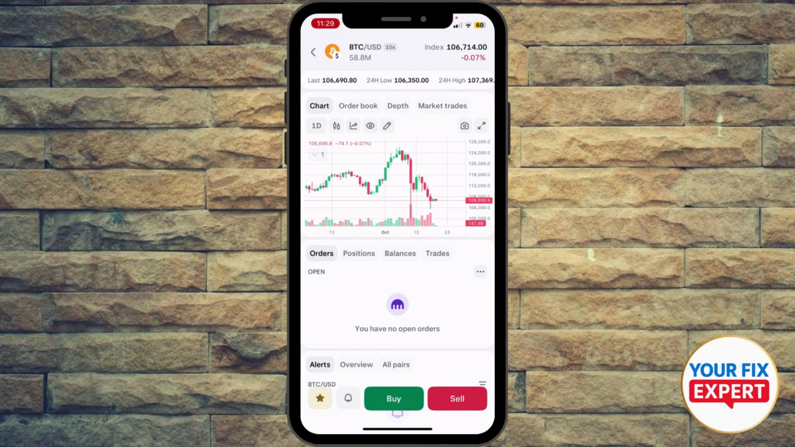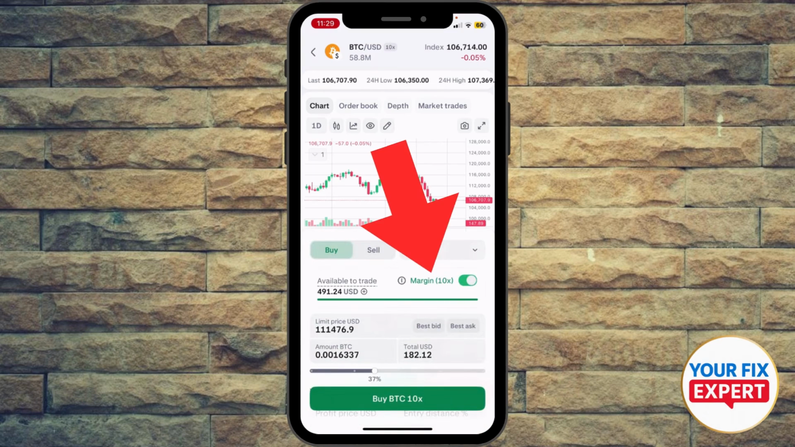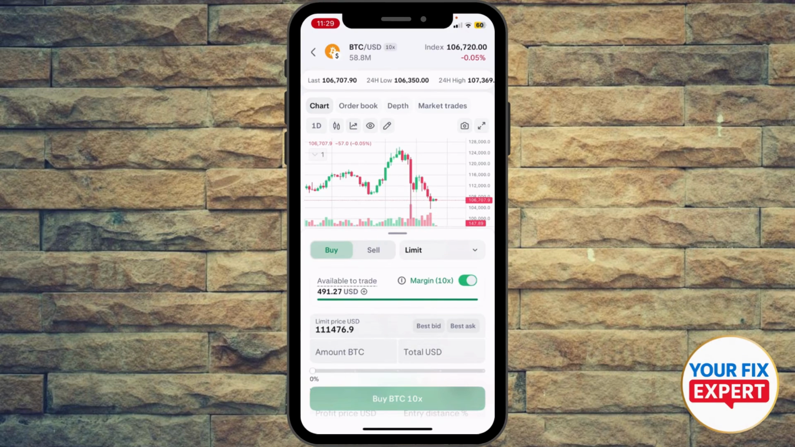So, and then let me try and buy. Make sure to toggle on the margin right here, right? Make sure to turn it on. This will allow you to borrow money from Kraken in hopes that you will profit from the market, right?